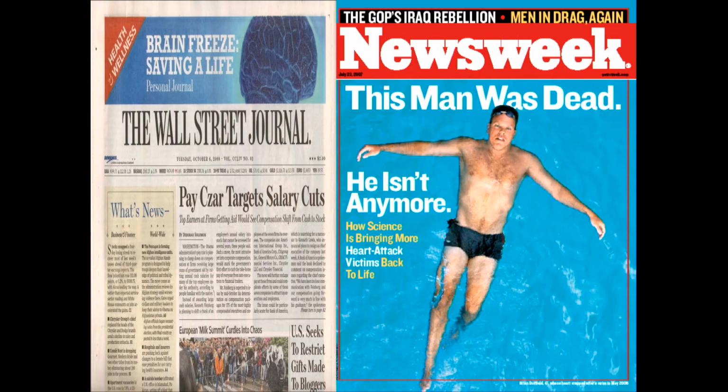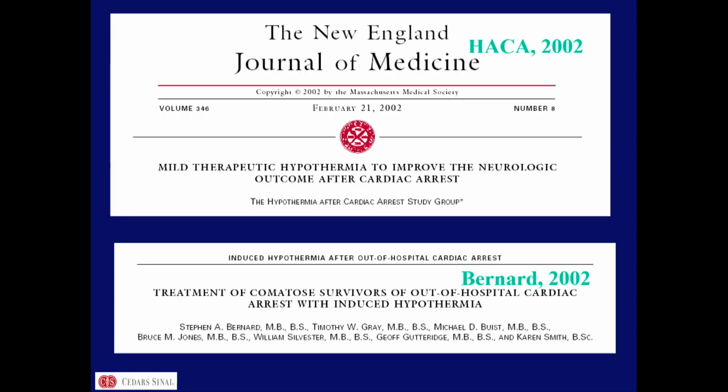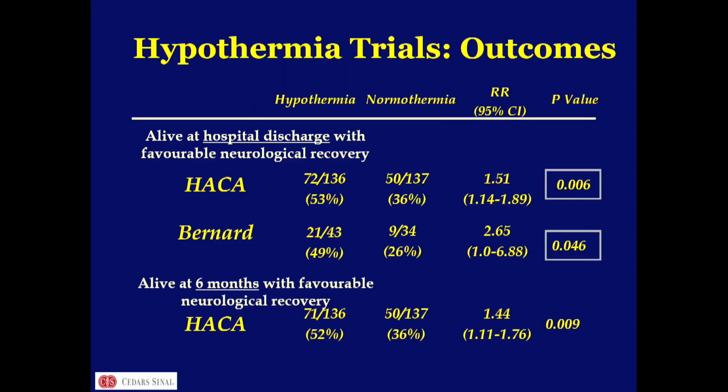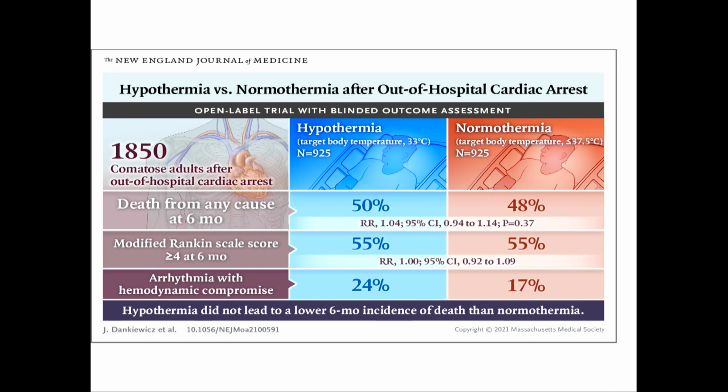So what about hypothermia? I'm not going to spend a ton of time on it because I think it's super controversial. But the background is this has been around since 450 BC, showing that hypothermia actually can prevent both myocardial injury and neurologic damage. And there were 2 trials in 2002 in the New England Journal that both showed improvement, and these are the outcomes. But look at how small they were, 130 in each group in HACA and 40 in each group in the Bernard trial. But there were statistically significant improvements with hypothermia. And that's why it made it into the guidelines that you should do hypothermia. But now it's become very controversial.